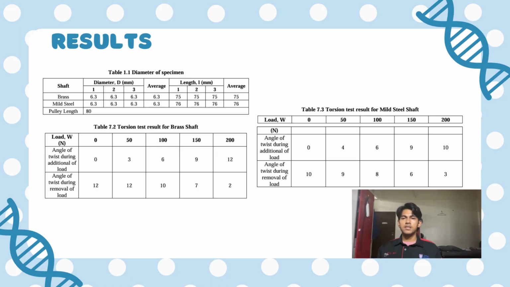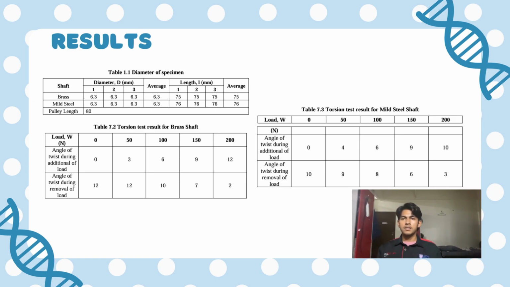The next one is angle of twist during removal of load. For 0 Newton will be 12 degree, for 50 Newton will be 12 degree, for 100 Newton will be 10 degree, for 150 Newton will be 7 degree, for 200 Newton will be 2 degree.